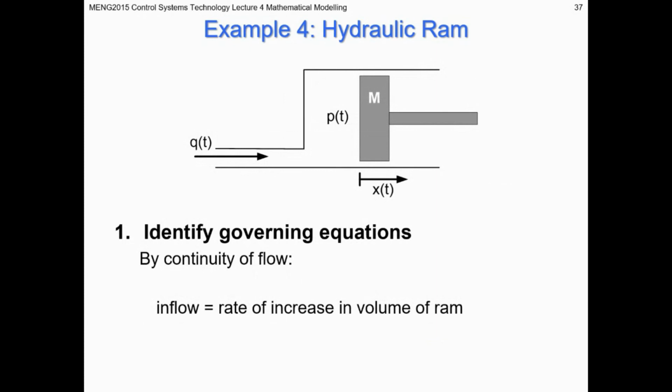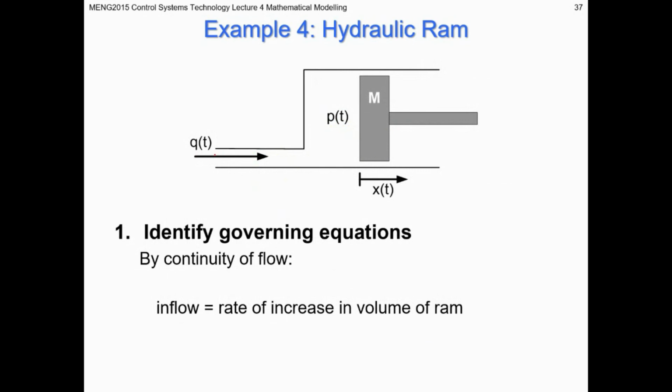So what are our governing equations here? The first equation is continuity of flow. If it's incompressible, then for every millimeter cubed of fluid pumped into this cylinder, there has to be a displacement of the ram by an equivalent volume, because this fluid is incompressible. So if fluid is being pumped in here, it's going to have to shift this ram to accommodate the additional volume of fluid coming in.